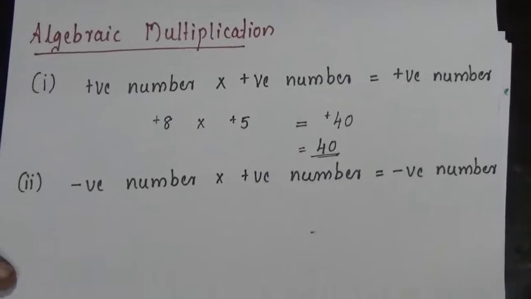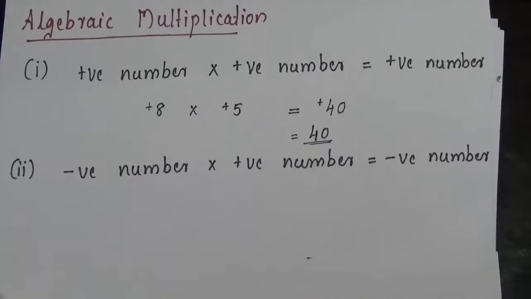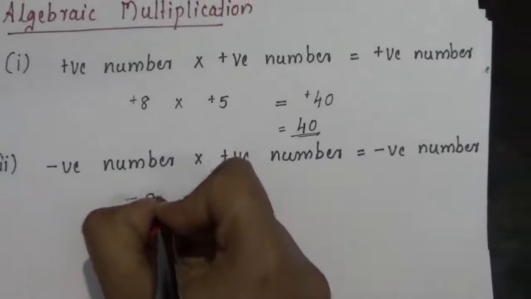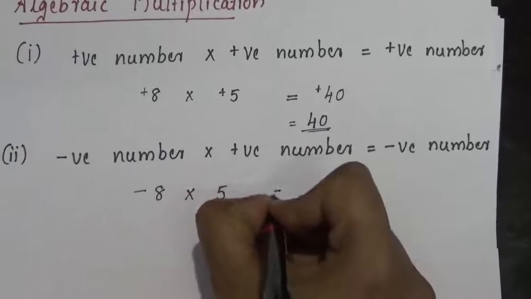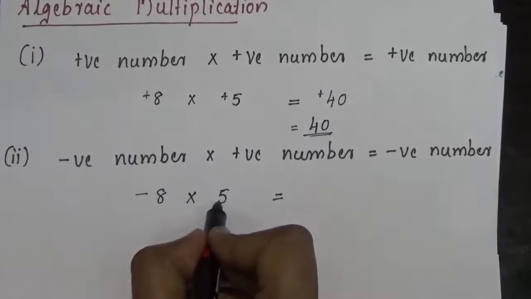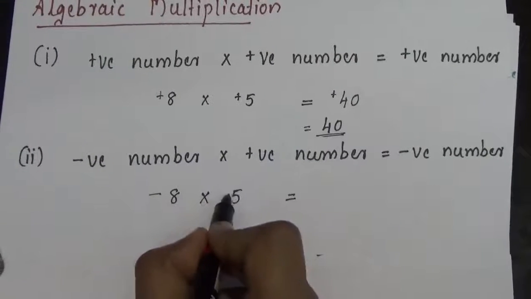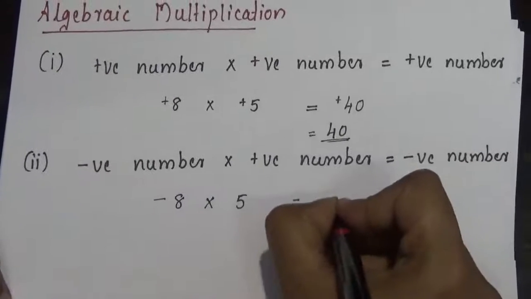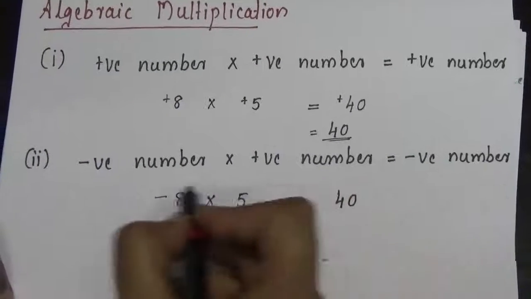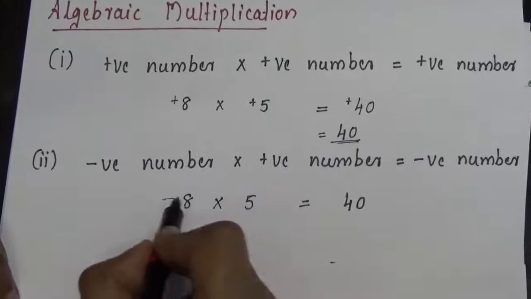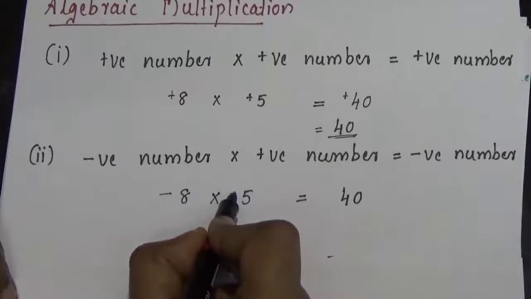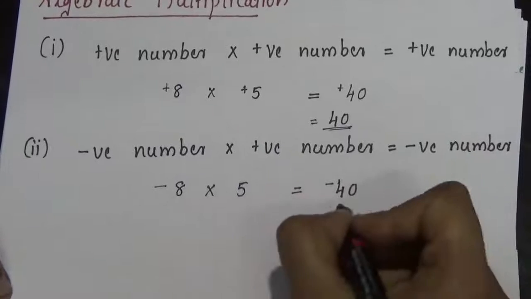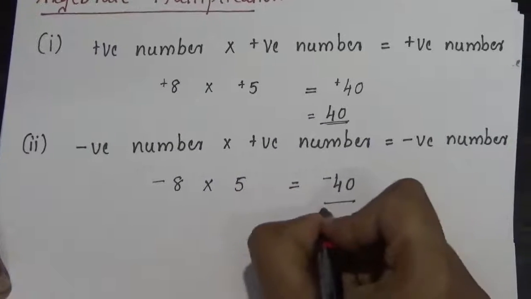Next we have negative number into positive number is negative number. Suppose we have minus 8 into 5. One is a negative number, the other one is a positive number. Without considering their signs, you multiply the two numbers, 8 into 5 is 40. And multiply the signs. So it is minus into plus, and minus into plus is minus. So we have the answer minus 40.